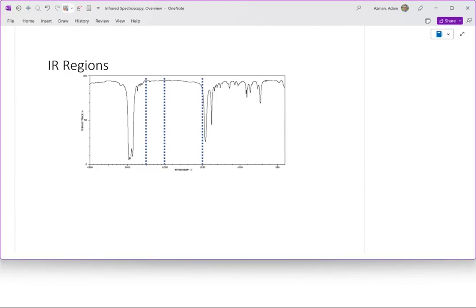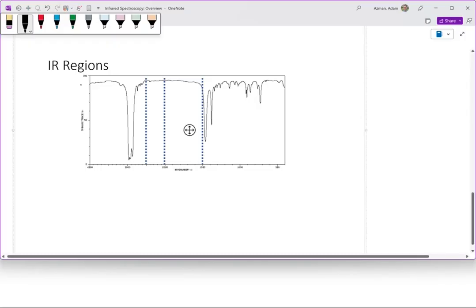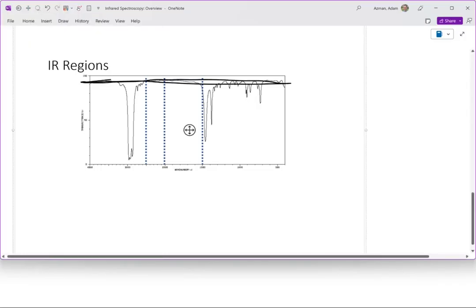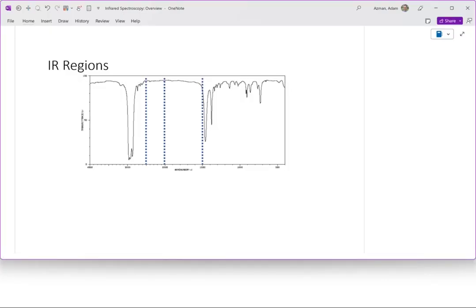First thing to say about an IR is the baseline for an IR is here at the top. That's a bit unusual. Typically we think about the baseline being at the bottom and the peaks extending up from the baseline at the bottom. Here it's reversed. The baseline is at the top and the peaks extend down from the baseline at the top. So when you're looking at an IR, that's the first thing to notice.